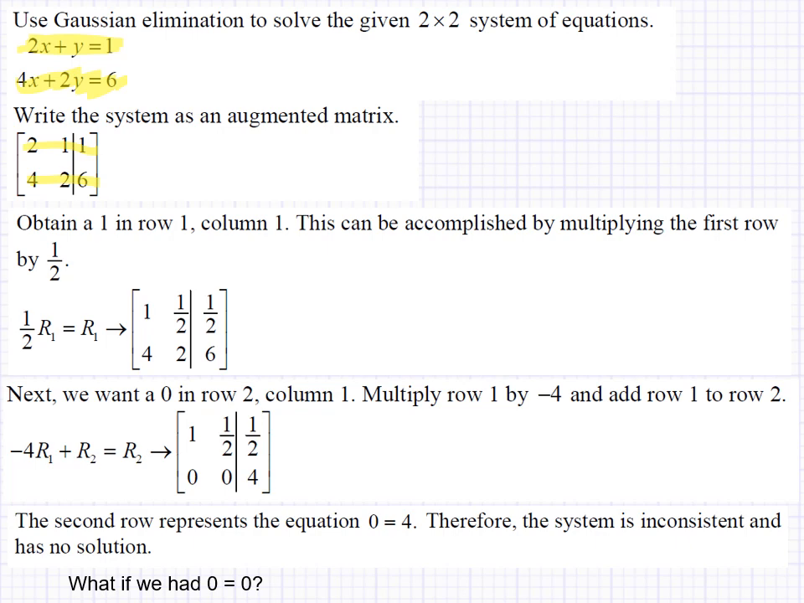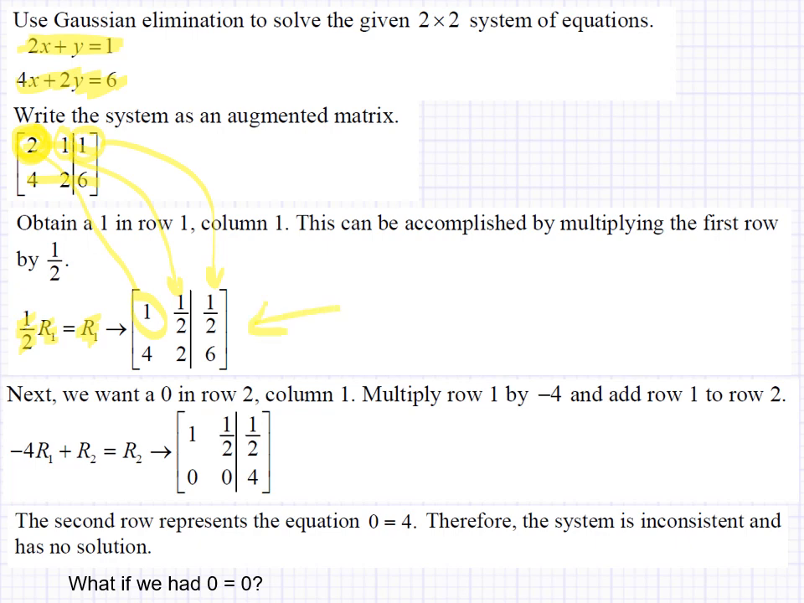So I want to first make this first value a 1. In order to make that a 1, that would be my first step, I want to divide by 2. So I'll take row 1 and divide it by 2, and that'll give me my new row 1. Everything in row 1 has to be divided by 2. So 2 divided by 2 gives me 1, 1 divided by 2 gives me a half, and 1 divided by 2 gives me a half. Here's my new matrix.